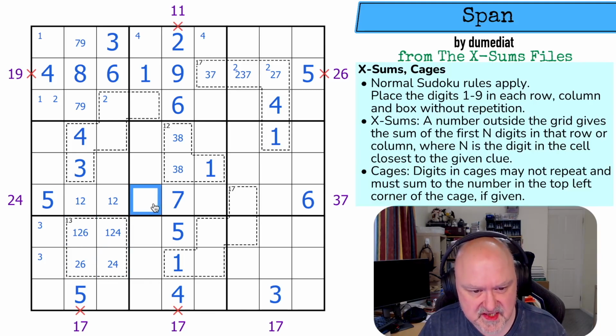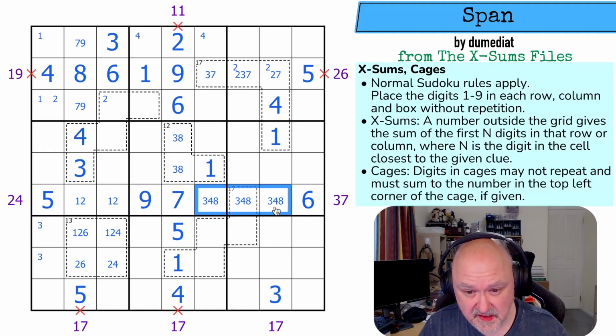But I know what this digit is now. 1, 2, 5, and 7. Well, that is 8 plus 7. 8 plus 7 is 15. So that's the 9 to get me to 24. And this is a triple. 1, 2, 3, 4, and 8. So 3, 4, and 8 is 15, 22, 28, 37. Yes. So these clues are now done.